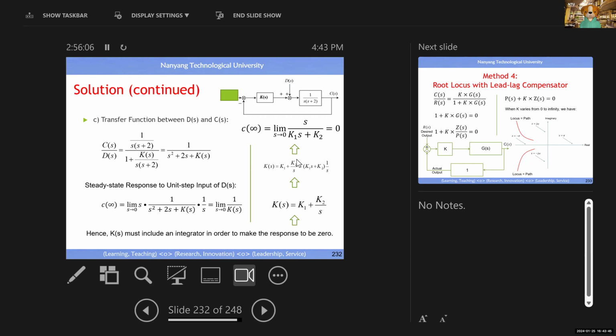How to make the output from disturbances to be zero? If this guy is a constant, no way. Now you see the magic solution. If you use a PI controller, add them together, replace this one by this. Now you see the magic result. With a PI controller, regardless of what this guy is, it will produce zero output in the output, right?